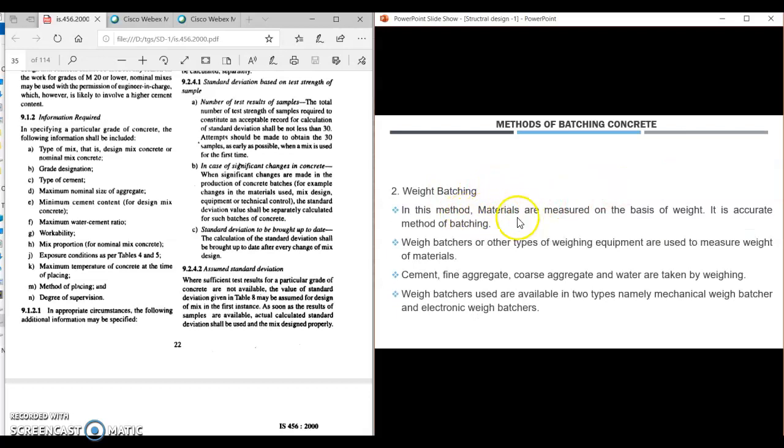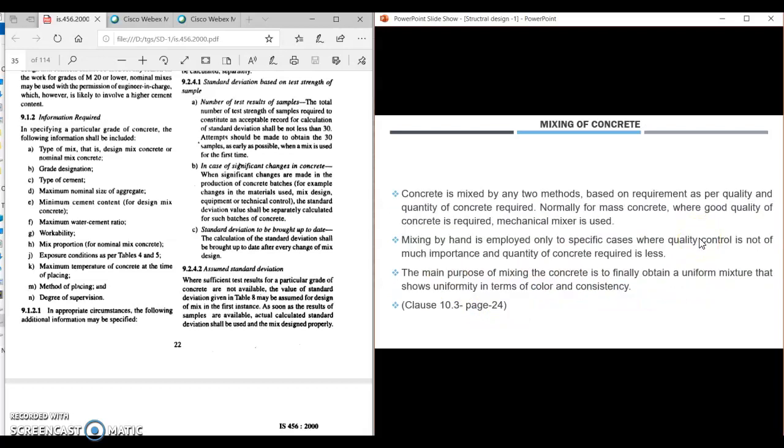Then next is weight batching. This weight batching is more accurate than volume batching. It is based on the weight of the ingredients. It can be measured by using weighing equipment. There are two types of weighing equipment: mechanical weighing equipment and electronic weighing equipment. The cement, fine aggregate, coarse aggregate and water are taken by weight.